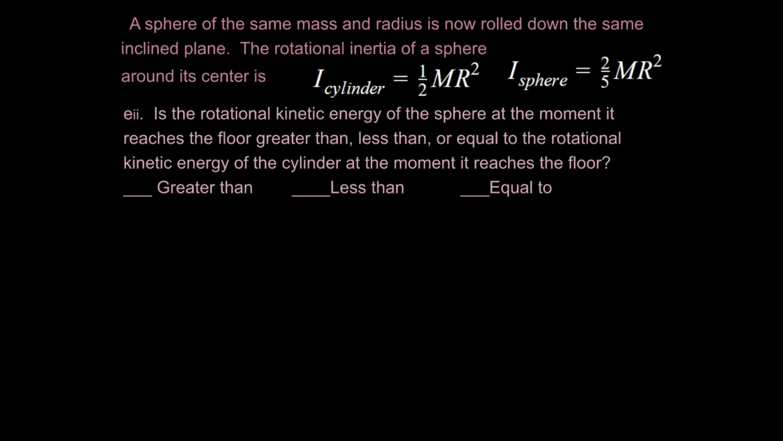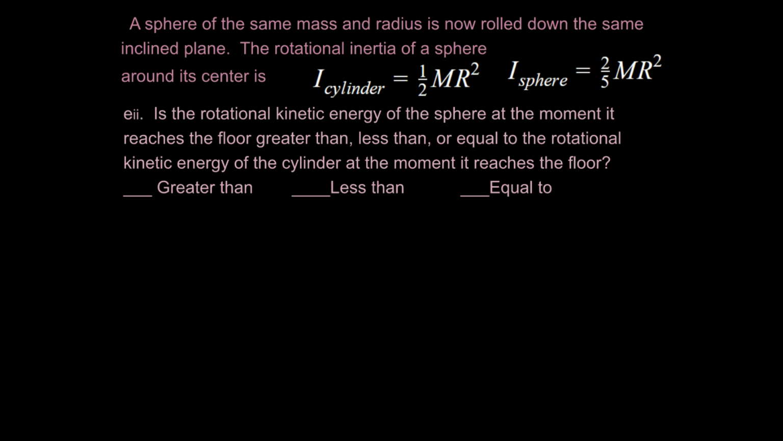All right, let's take a look at E2 or EII. It says, is the rotational kinetic energy of the sphere at the moment it reaches the floor greater than, less than, or equal to the rotational kinetic energy of the cylinder at the moment it reaches the floor? Okay, so it's important to note that we're talking just about the rotational kinetic energy, not the kinetic energy in total, the rotational kinetic energy. So now we have to think backwards to ourselves, all right, which one is going to be moving faster, and so on.